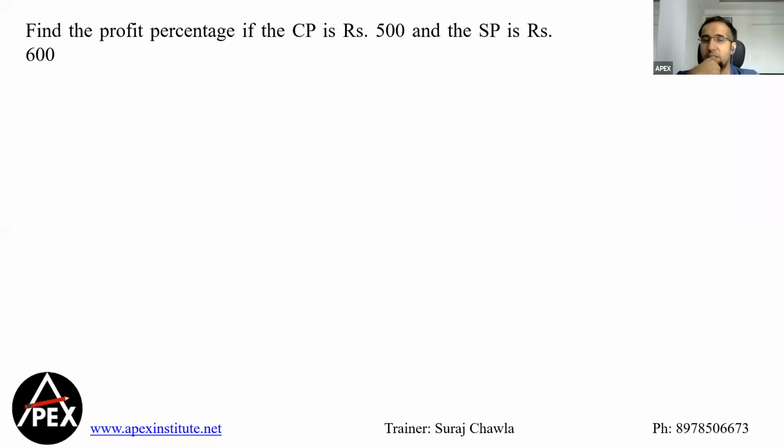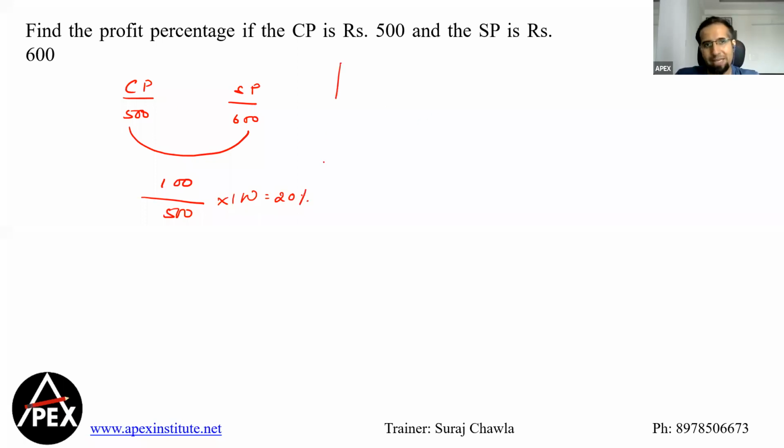Find the profit percentage when cost price is equal to 500 and selling price is equal to 600. So CP is 500, SP is 600, so I know there's a profit of 100. Now always remember, profit is calculated on cost price. The arrow goes from cost price to selling price. So the base value is cost price, multiplied by 100, which is going to be 20%.